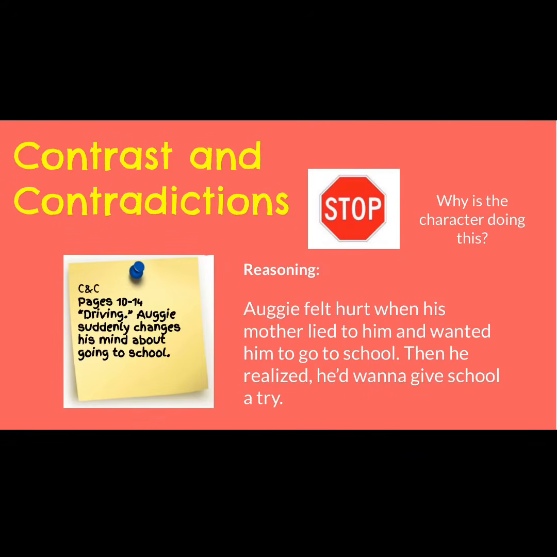So here's an example of contrast and contradiction using the story Wonder. As you can see on my post-it there, I noted from pages 10 to 14 when Augie was driving in the car with his parents that he suddenly changed his mind about going to school. Now I stopped and I asked myself, why is the character doing this? And my reasoning is that initially Augie felt hurt when his mother lied to him and wanted him to go to school. Then he realized he wanted to give school a try. As a reader using this signpost, I want to pay attention to the changes the characters are making, and that's all that the signpost really focuses on.